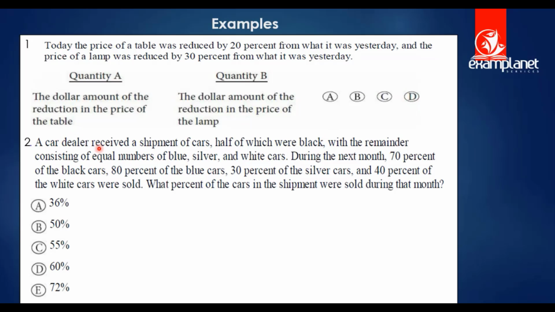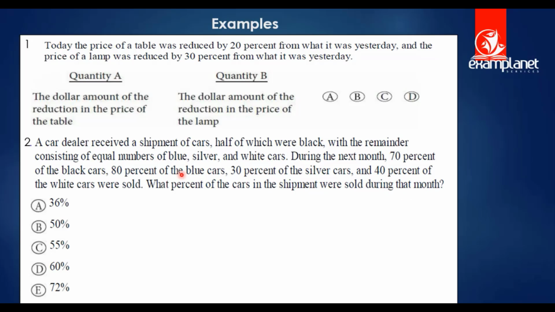Now question 2 says, a car dealer received a shipment of cars, half of which were black, with the remainder consisting of equal numbers of blue, silver, and white cars. During the next month, 70% of the black cars, 80% of the blue cars, 30% of the silver cars, and 40% of the white cars were sold. What percent of the cars in the shipment were sold during that month?